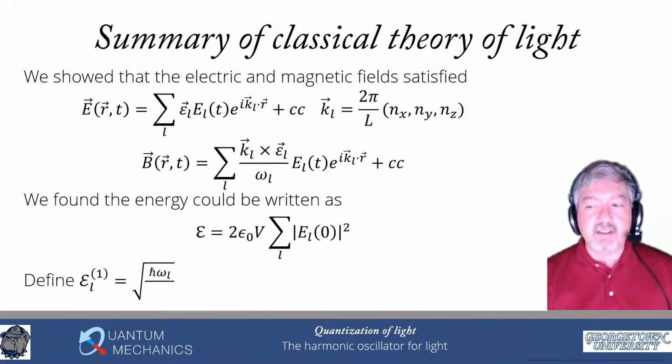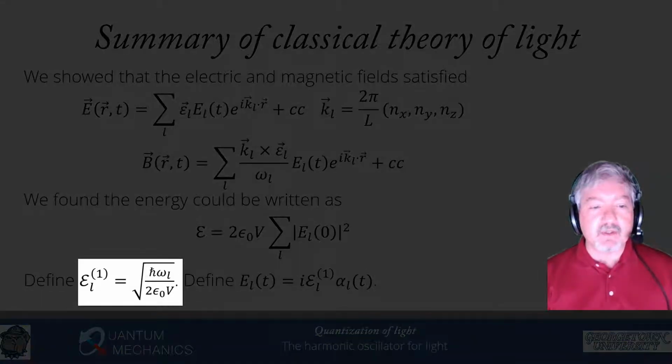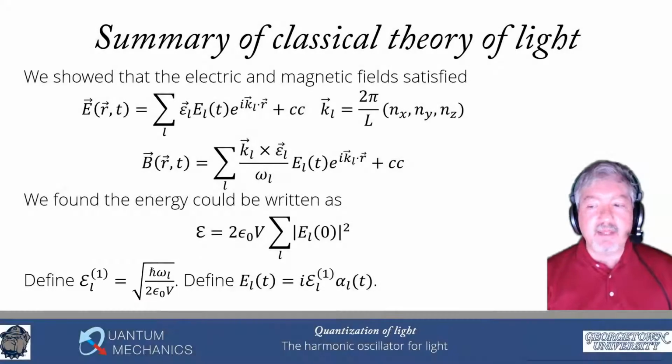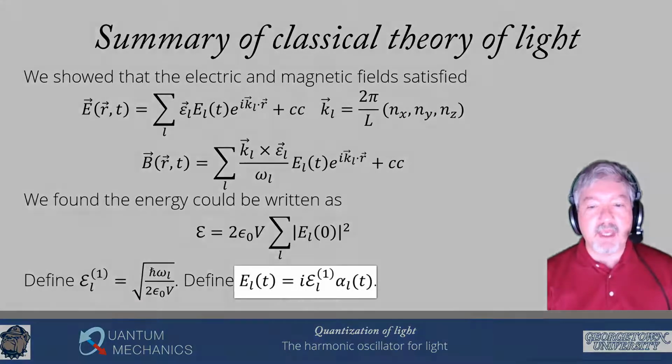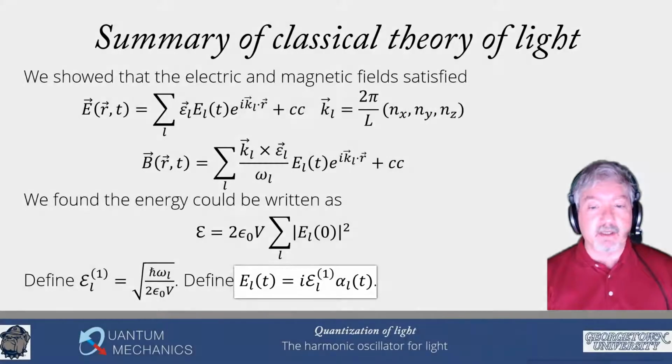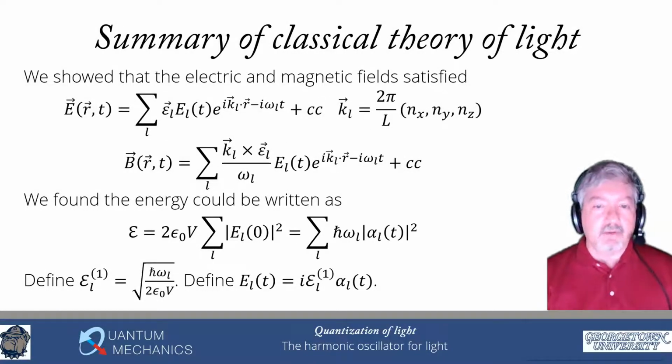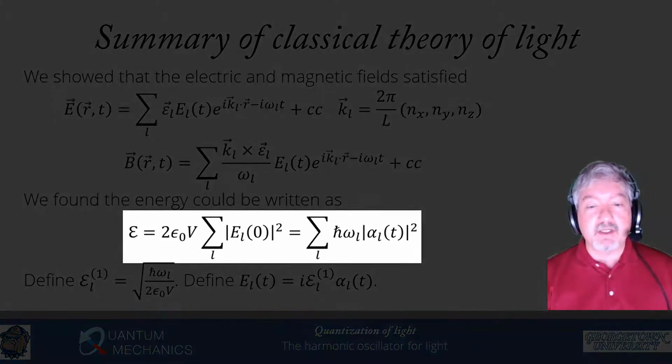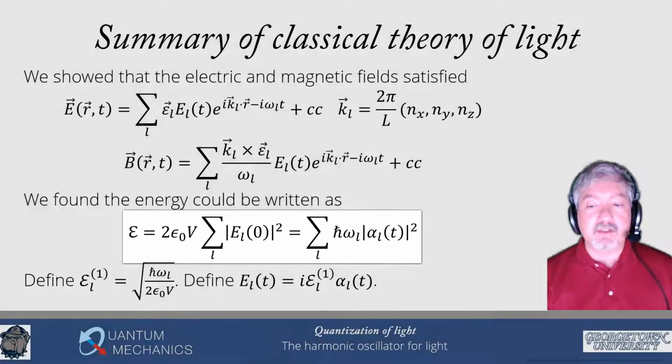We then defined the single quantum amplitude for a photon as the square root of h bar omega_L over 2 epsilon naught times the volume, the quantization volume. And then we defined that amplitude in terms of that single quantum amplitude with an i and with a function that we called alpha_L of t being a potentially complex number. Now, that alpha_L of t can be used to express the energy, and we find that it goes as a sum over the modes h bar omega_L modulus of alpha_L of t squared.